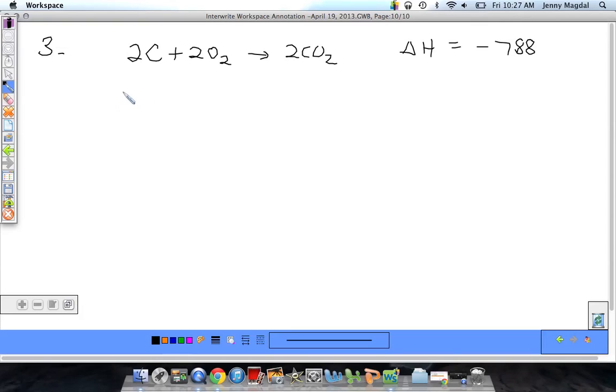My next equation, I'm also going to multiply by 2 because I need 2 hydrogens on my reactant side. So 2H2 plus 1 O2 goes to 2H2O, and my delta H is equal to negative 572. My next equation I'm going to need to flip because I need the acetic acid, CH3COOH, on the opposite side.